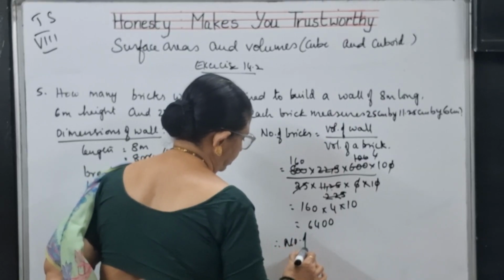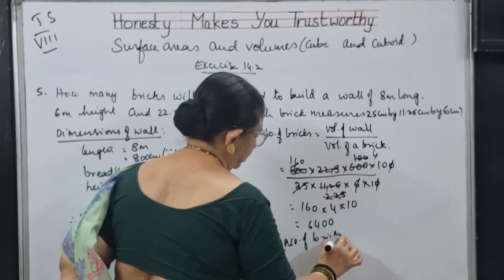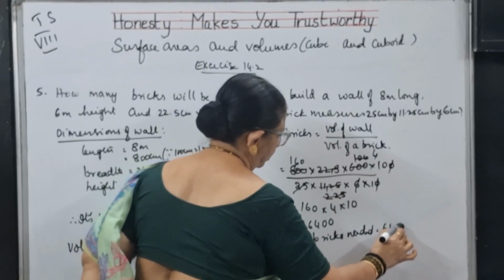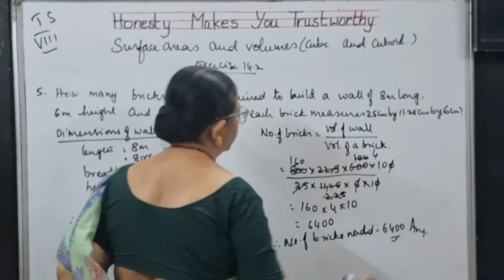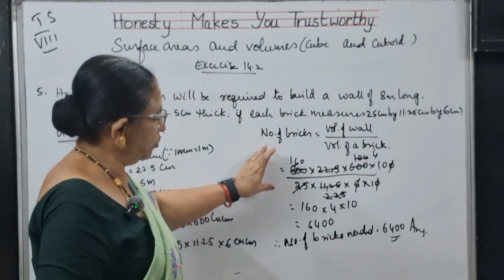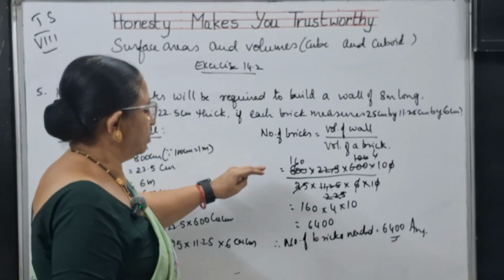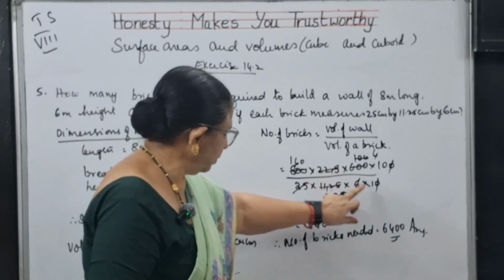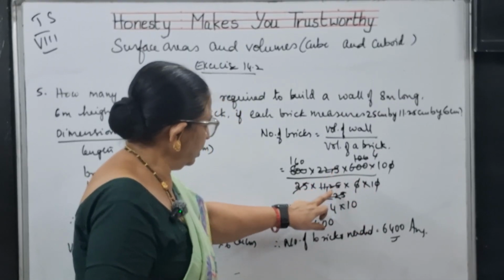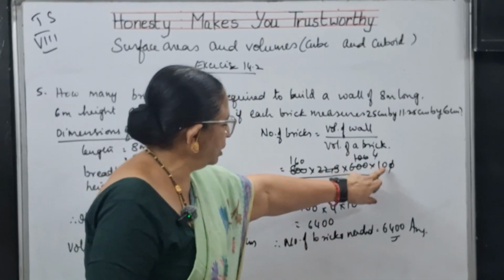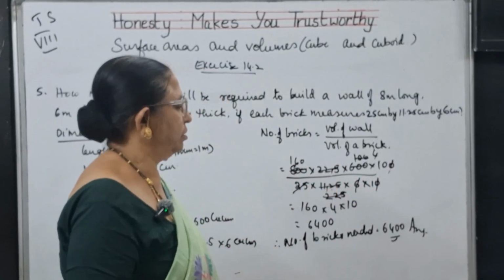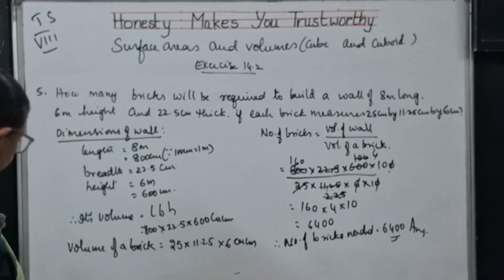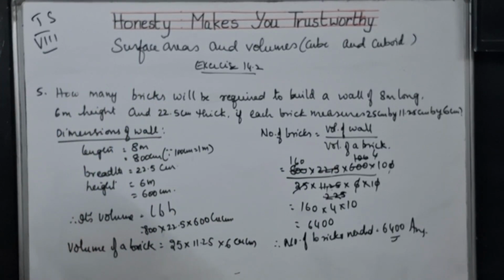So the number of bricks needed is equal to 6400. This is the answer. See, here the calculation part is important, children. So in a very simple way I taught, because you have got before one digit a decimal, divide it by 10, this decimal will go. Here before two digits a decimal is there, so numerator you multiply by 100, then this decimal will go. So that cancellation is very easy. Please go through it, children. This is the fifth sum.